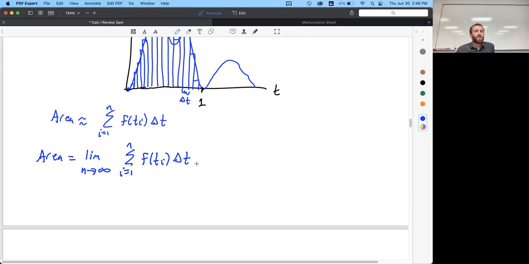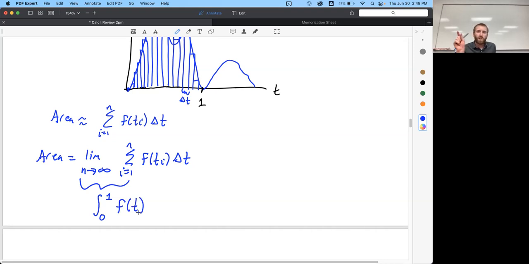And that thing, the limit as n goes to infinity of a sum from i equals 1 to n, instead of writing that every single time, this is defined as the integral symbol. And we're going to put the lower bound on the bottom, which is 0 in our case. We'll put the upper bound on the top, which is 1. We'll have a function of t, so we'll just put f of t without that subscript i.